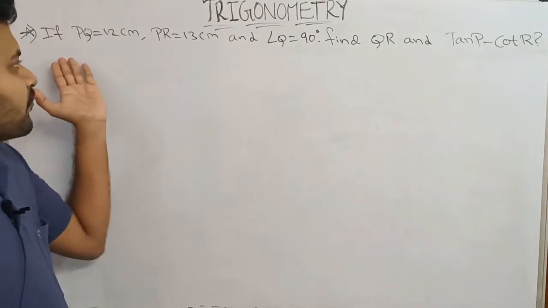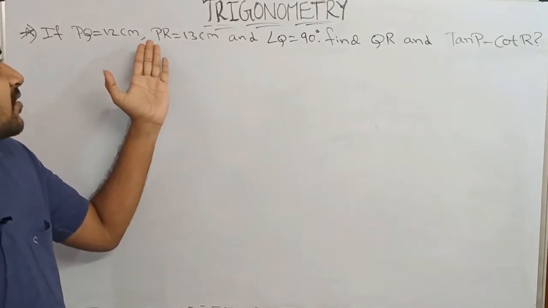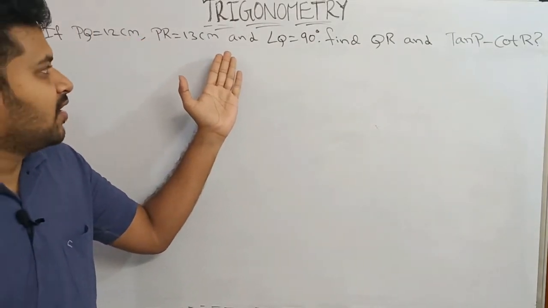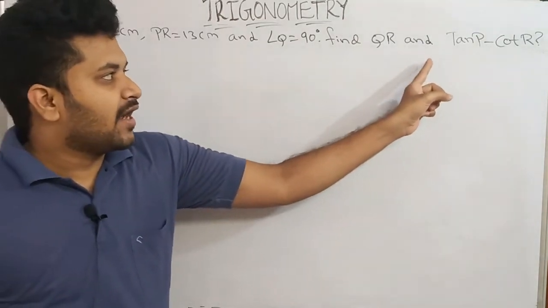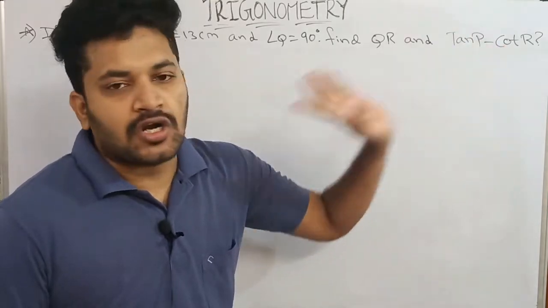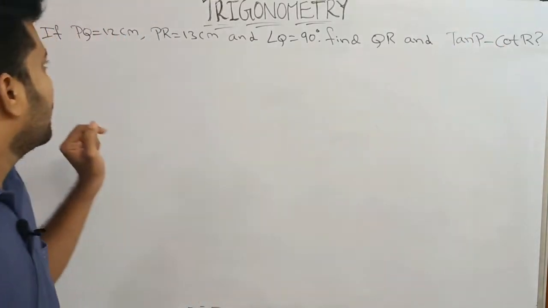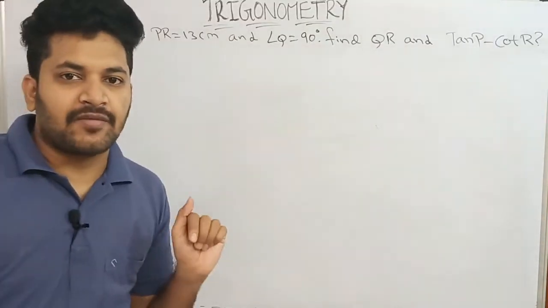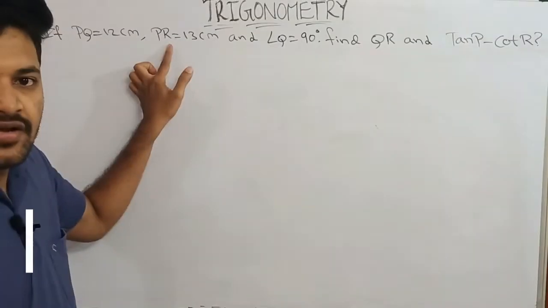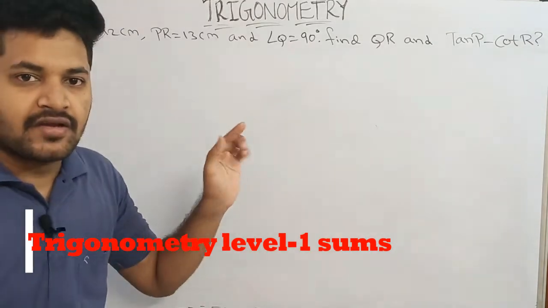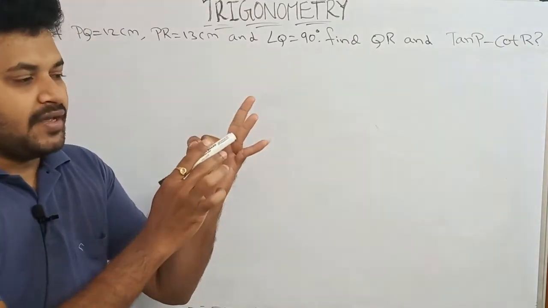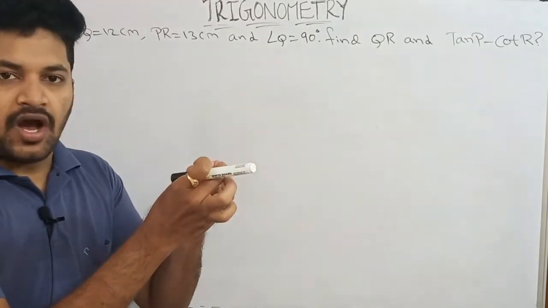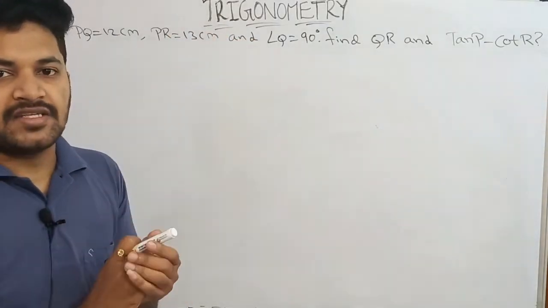Now, if PQ is equal to 12 centimeters, PR is equal to 13 centimeters, and angle Q is equal to 90 degrees, find QR and tan P minus cot R. Here, what is the triangle name? First of all, you should recognize that PQ is given, PR is given. PQR: PQ is one side, QR is one side, and again PR is one side.